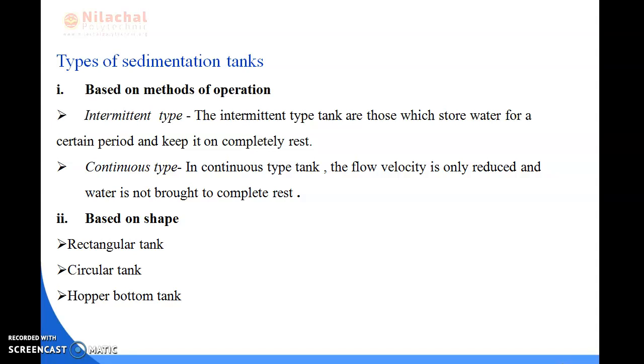The intermittent type of tank stores the water for a certain period and keeps the tank completely at rest, and in the continuous type it does not rest completely and the velocity of the flowing water is reduced. Next, it is based on the shape. You can see the three shapes here: rectangular tank, circular tank and hopper bottom tank. We will be reading about them one by one.